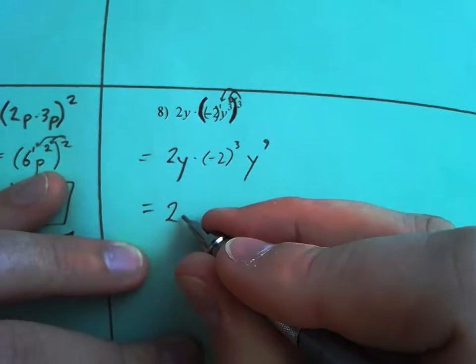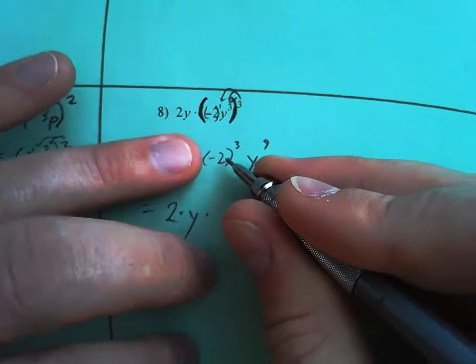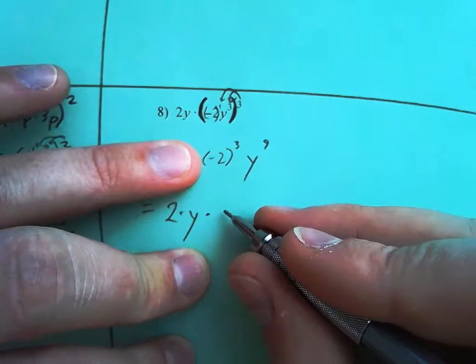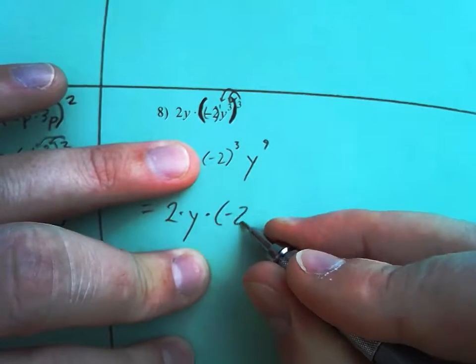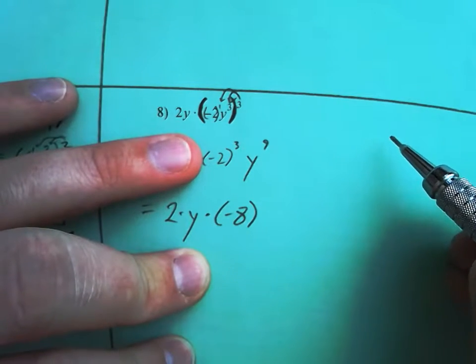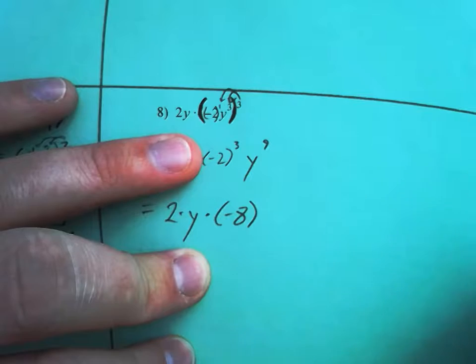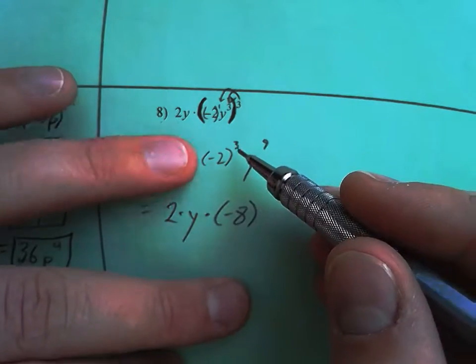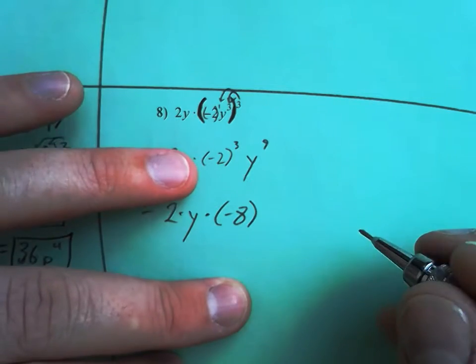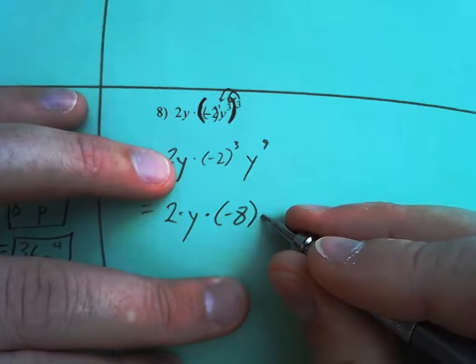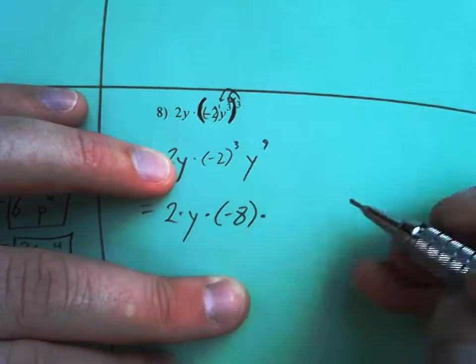Okay, so we got 2 times y times -2 to the 3rd would be -8. If you're not sure why, go off to the side and multiply -2 times -2 times -2 and figure that out. It's not 6, it's not -6, it's not +8, it's -8. Make sure you know why. Okay, and then y to the 9th.